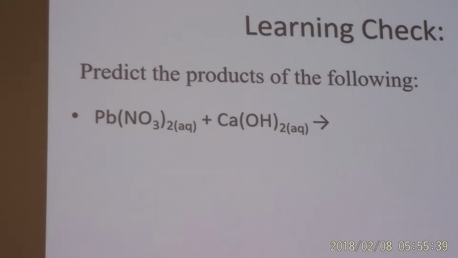And all metal oxides are insoluble, except those with calcium, strontium, barium, and then the first column. So that means, which one's going to be solid? That one is insoluble.